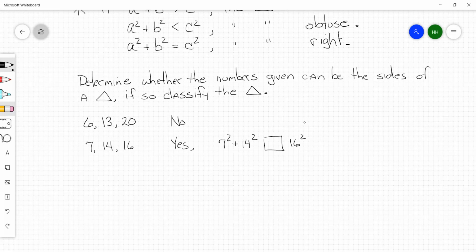And then in your calculator, this is a nice little feature. You can push 7 x squared plus 14 x squared and hit equals. So this left side equals 245. And then you can push 16 x squared, and that's 256. All right, and in this case, our a squared plus our b squared would be less than c squared. So Vince, what we got? Obtuse triangle.